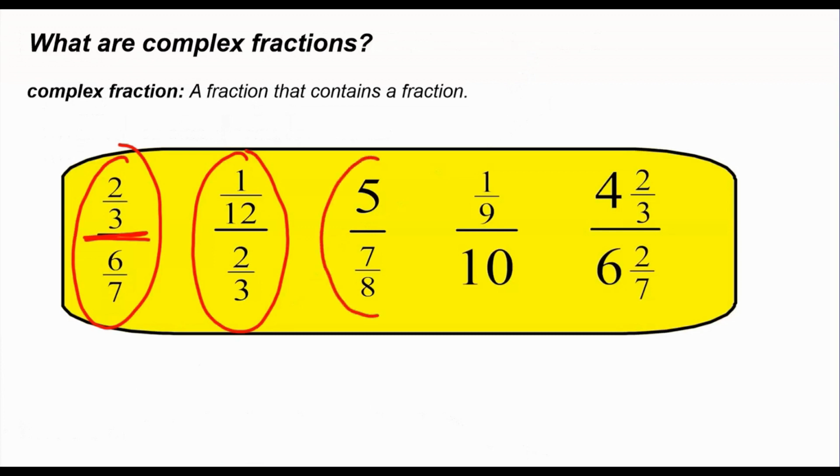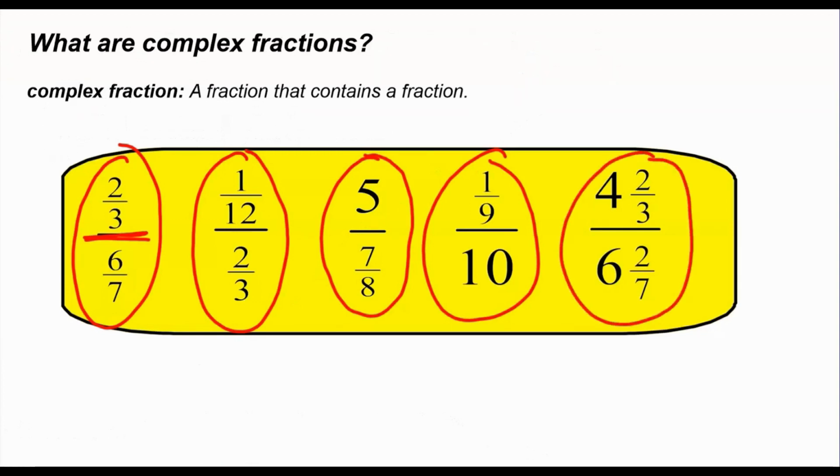You can also have just a fraction in one part of the fraction. So here there's only a fraction in the denominator, so it's 5 over 7/8. Or we can have just a fraction in the numerator, 1/9 over 10. Or we can even contain mixed numbers in our complex fractions. So as you can see why they're called complex fractions, because they look pretty complex and it's hard to determine what the values of these numbers are.